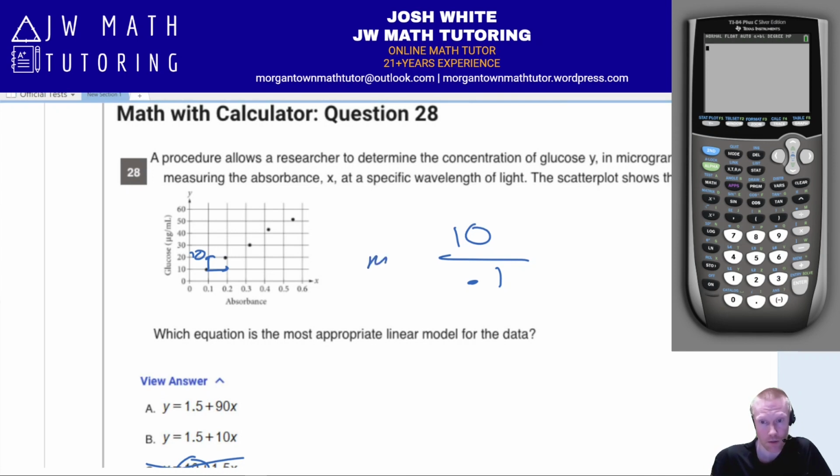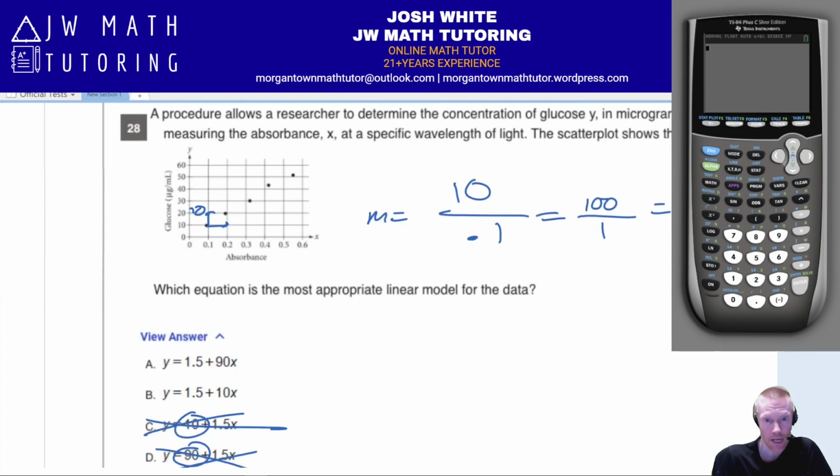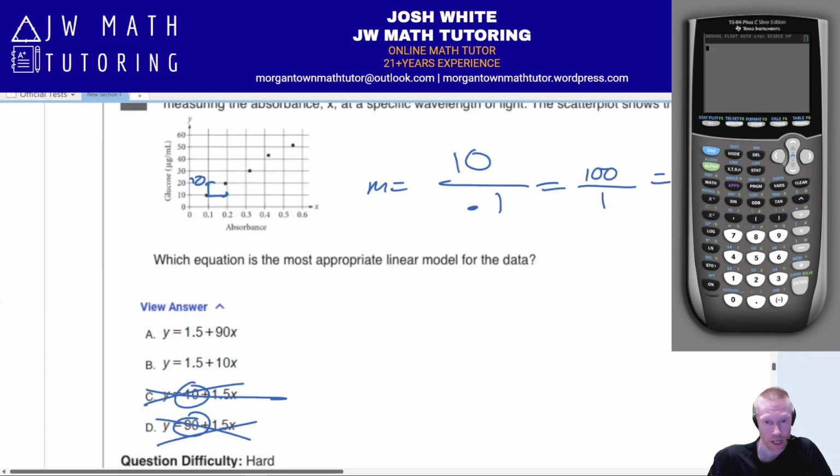So your slope is approximately 10 divided by 0.1, or in other words, it's equal to 100 over 1, or approximately 100. Now, when you look at the answer choices, 90 is much closer to 100 than 10 is, so the correct answer is going to be letter A.